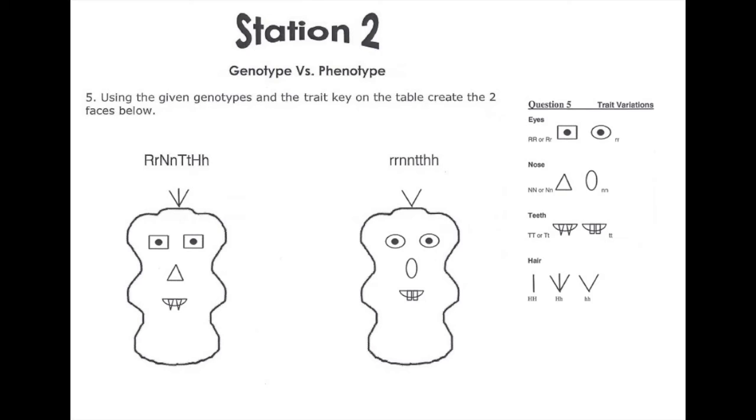Using the key that was at this station, you should have created these organisms. The one on the left has rectangular eyes, triangular nose, and fangs with 3-pronged hair. The one on the right has oval eyes, oval nose, kind of squarish buck teeth, and 2-pronged hair.